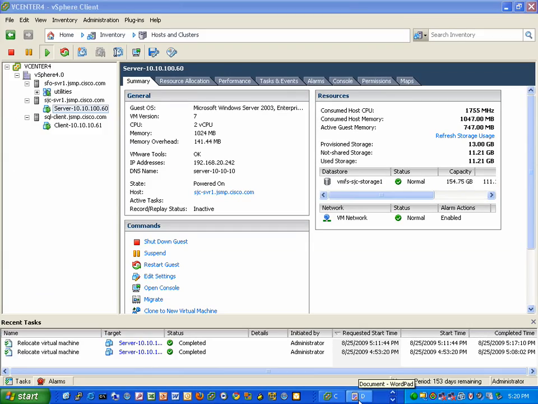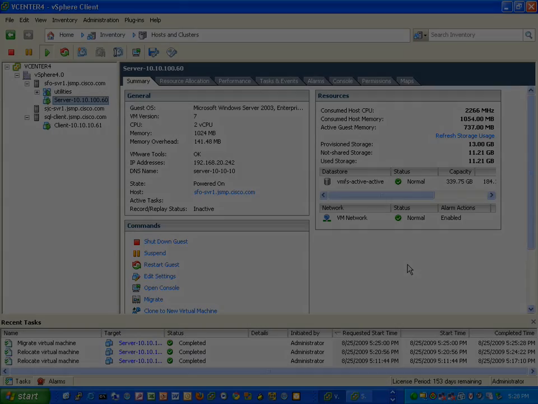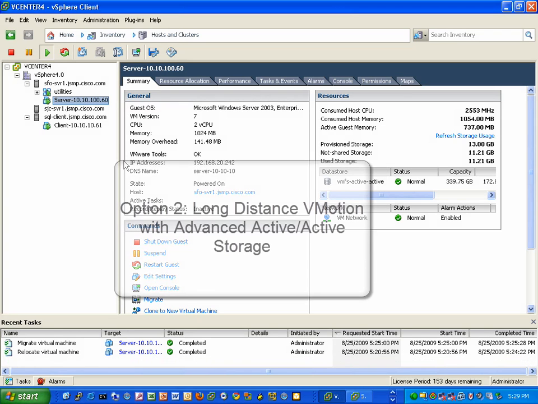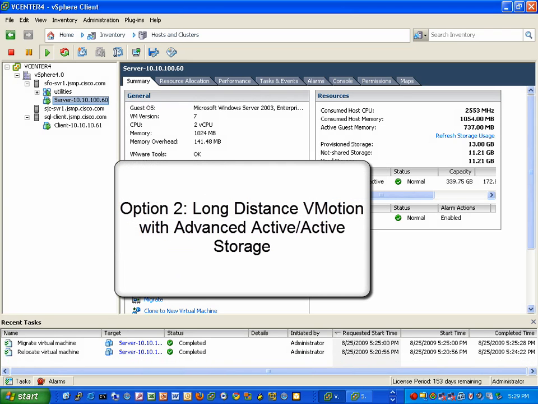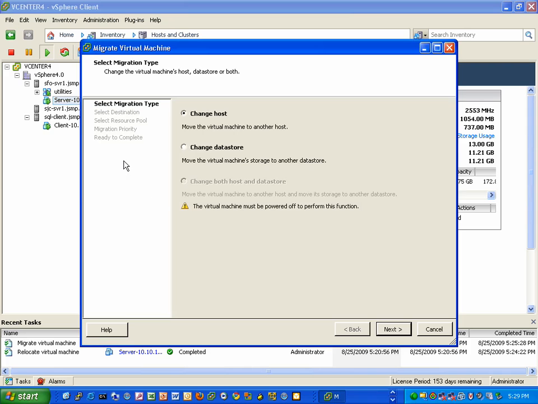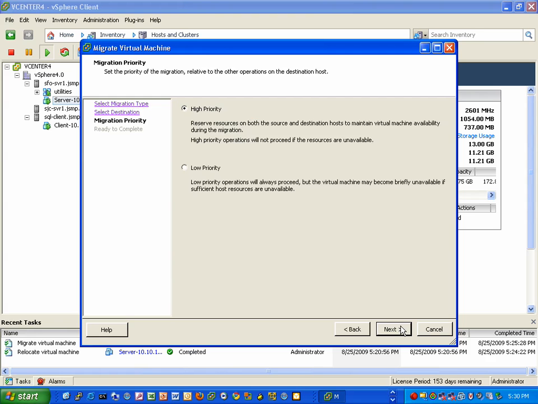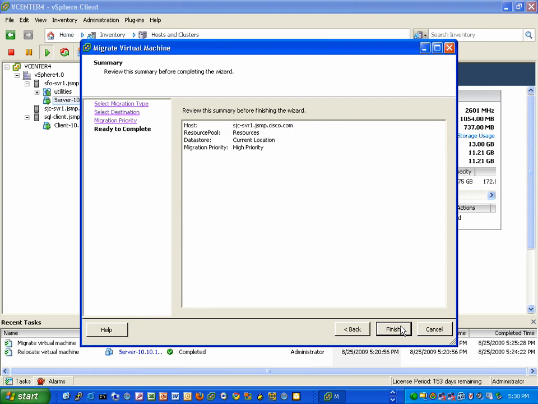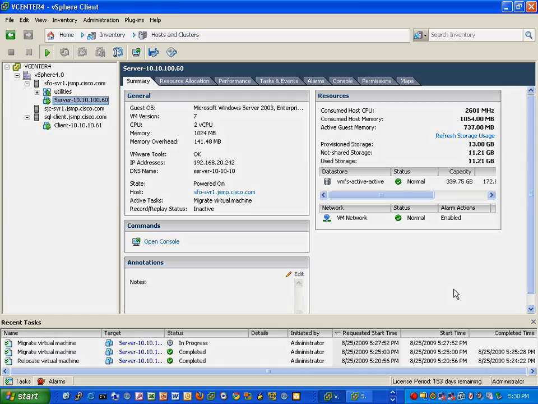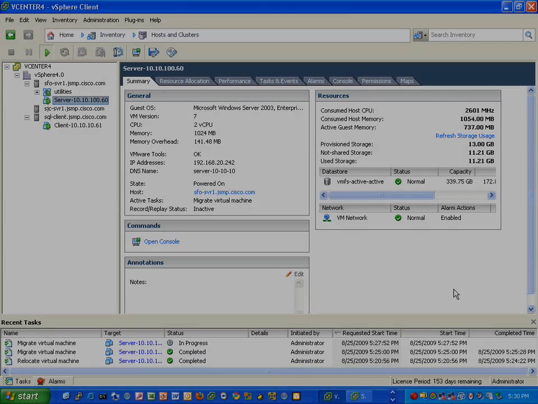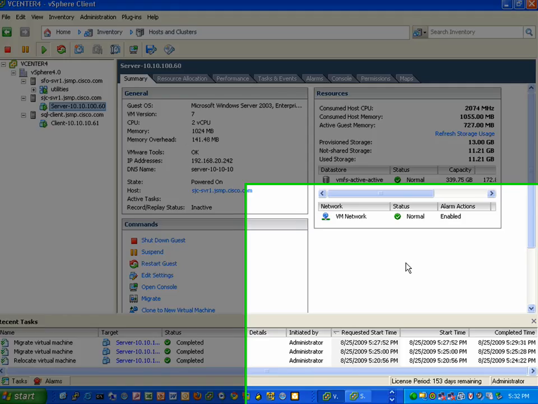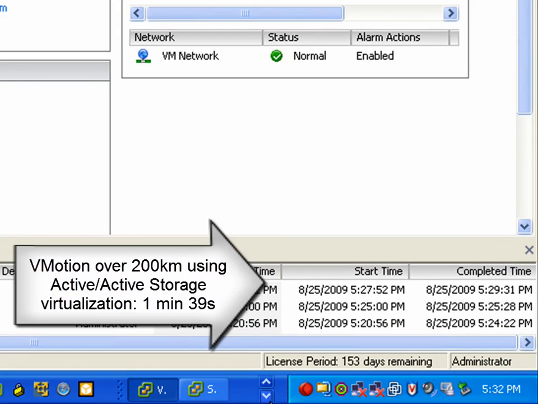The next test is an interesting variation, one that leverages technology coming from EMC around active-active storage virtualization across distance. Using this technology, each of the two vSphere clusters seems like it's accessing the same storage, even though it's stored on totally different storage arrays on either side. This means that you can simply do a long-distance vMotion, as opposed to doing a storage vMotion coupled with a long-distance vMotion. And if you see here, this operation takes the same amount of time as it took in the first place for just a long-distance vMotion, about 1 minute and 39 seconds.